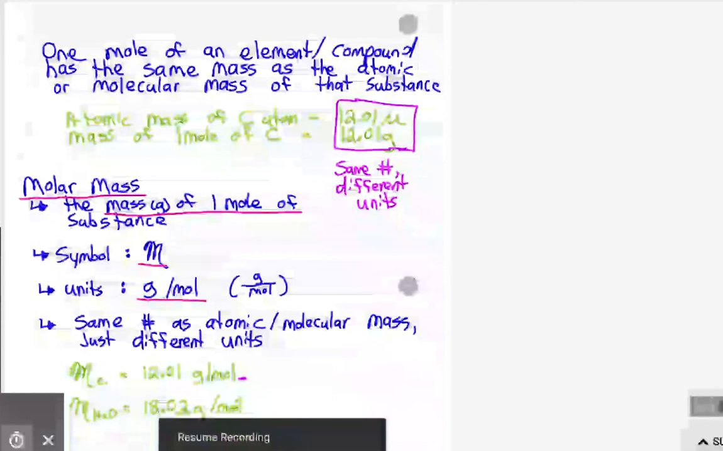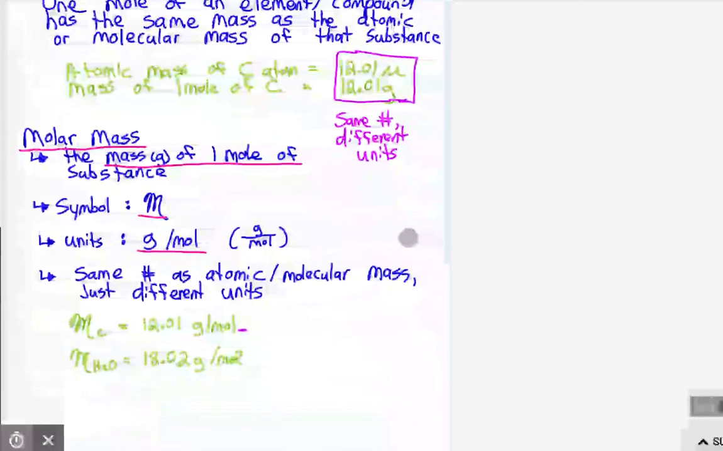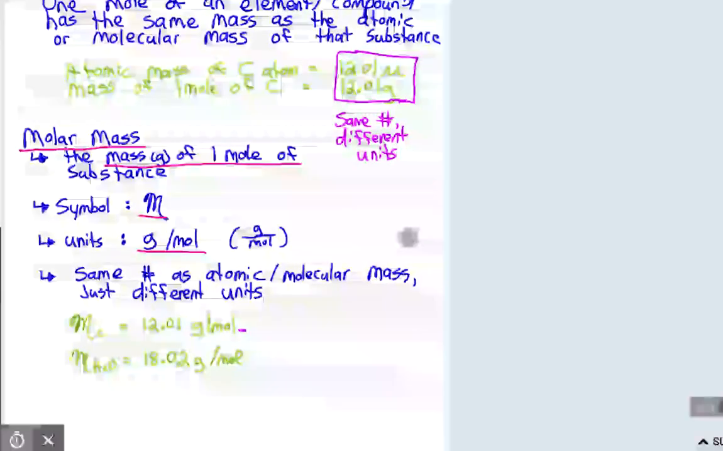Okay, so this is the end of our introduction to the mole video lesson. We will move forward in our next lesson where we will talk about how to do calculations involving the mole. So there's a relationship between the mass of a substance, the number of moles of the substance, and that relationship is the molar mass. So if you have the mass of the substance, you can figure out the number of moles. If you have the number of moles of a substance, you can calculate the mass of a substance using our molar mass as a conversion factor.